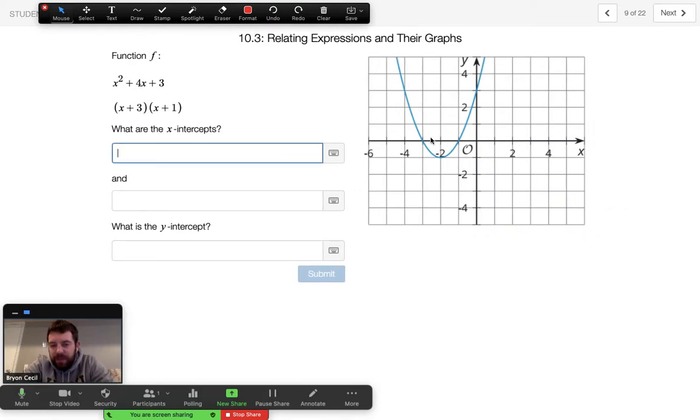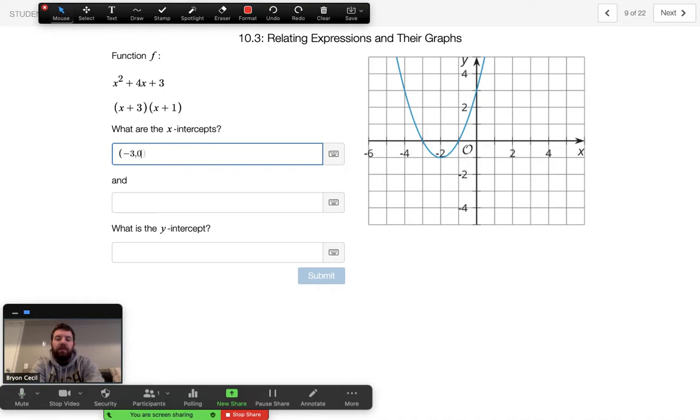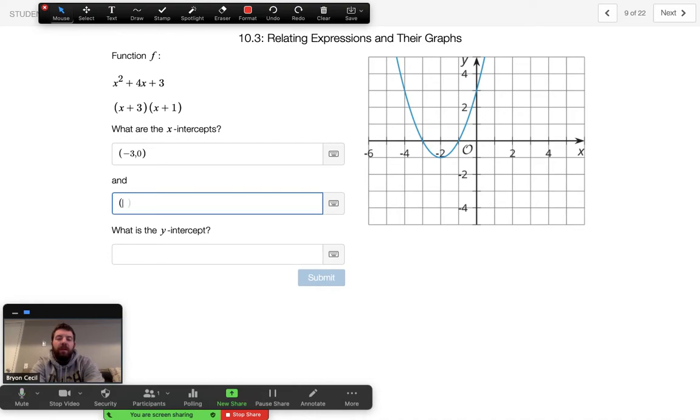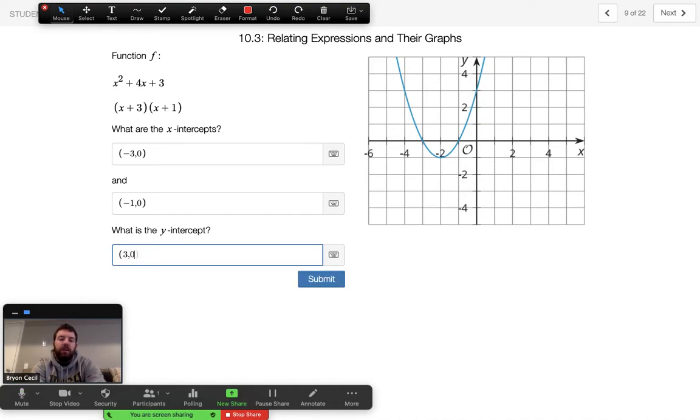Okay, what are the x-intercepts, guys? So I can look at the graph here, or what we can start to look at, guys, is that in factored form, the x-intercepts are going to be whatever makes one of these parentheses 0. So basically, what plus 3 gives me 0, and that's going to be a negative 3, 0. Okay, and then we see here I'm going to have a negative 1, because what plus 1 gives you 0. Negative 1, 0. Okay? And then, guys, what is the y-intercept? Well, it's where I'm crossing, and we see that I'm crossing at 3, so I'm at 3, 0.